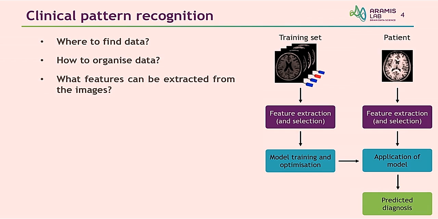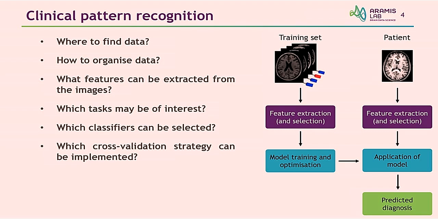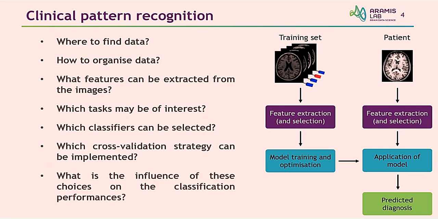Now, regarding the feature extraction block, you can wonder what type of features you can extract from your images. Once you've selected that, you are ready to start playing with machine learning. And here again, you have a few choices to make, which are, for example, which tasks may be of interest, which classifier you can choose, which cross-validation strategy you might want to implement. And finally, maybe more importantly, you would like to know the influence of all of these choices on the classification performances. And so in this presentation, I'll try to give answers to these questions.